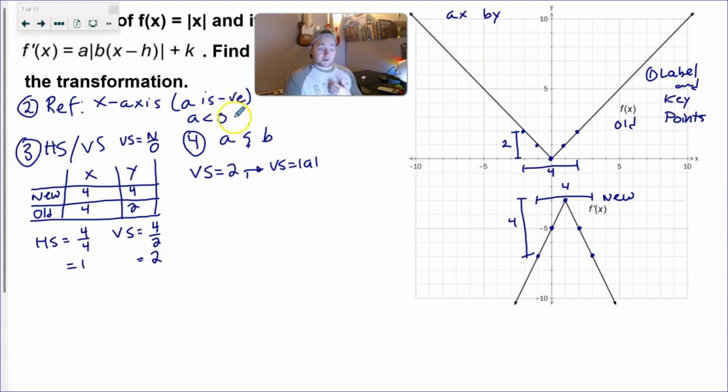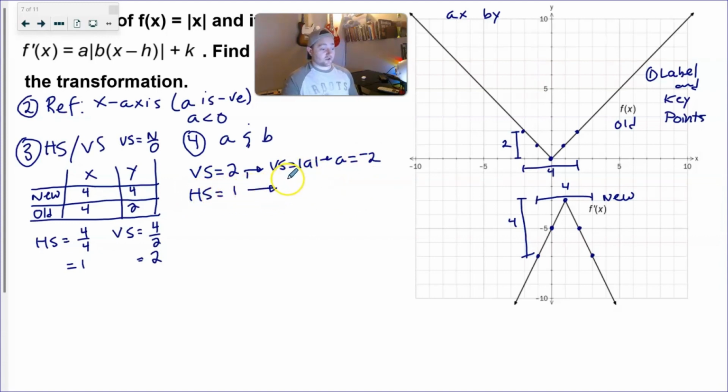There's a reflection in the x-axis, so that means that A is negative. So we know A is 2, but we need to know whether it's plus or minus. In this case, it is -2 because of that reflection. The horizontal stretch is 1.